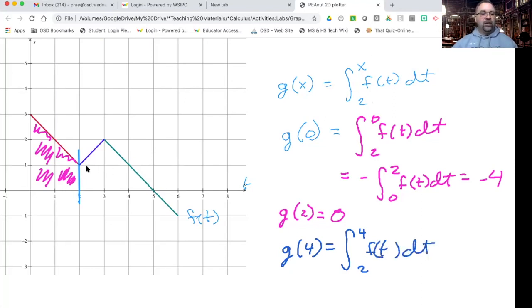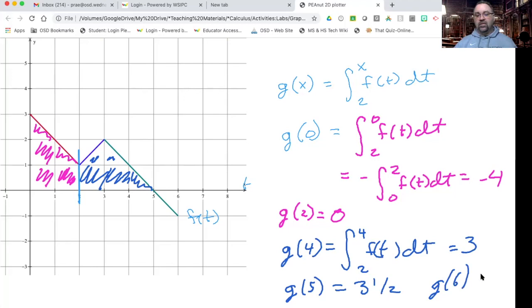Oh, from 2 to 4. Let's see. I've got area 1, 2, half, 3. So that's 3. So we've got a few points now on our function g. Okay. What's g of 5? Well, look, you just add on this little half here and you go, oh, okay, yeah, that's 3.5. And how about g of 6? Oh, well, this half here now, right? That's a negative 1/2. So we're back to 3.